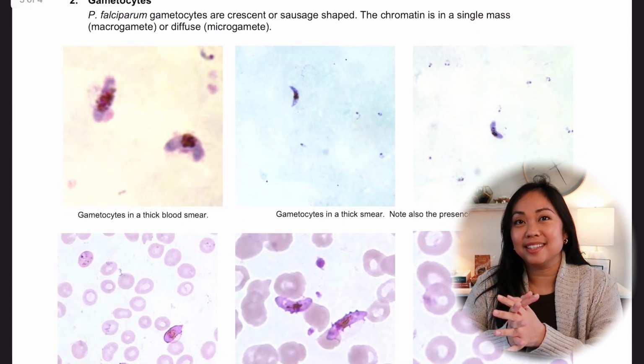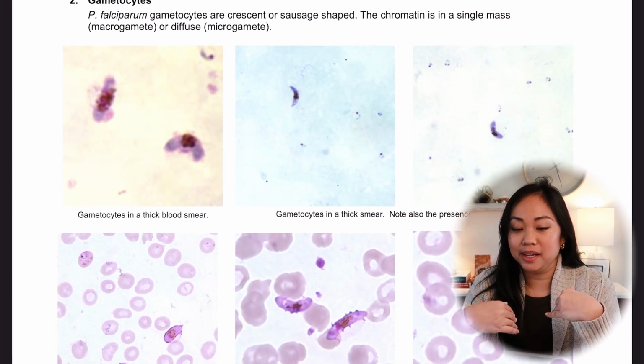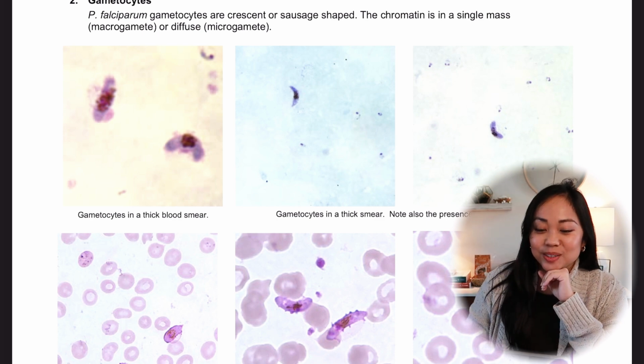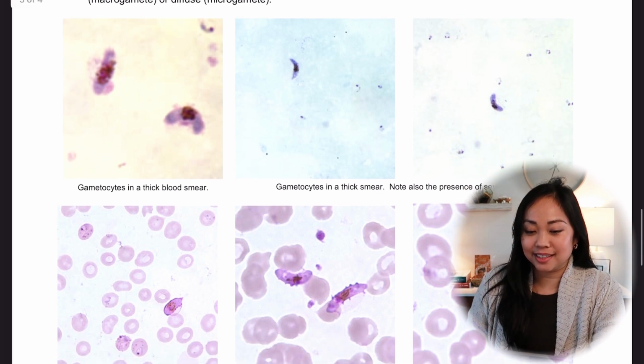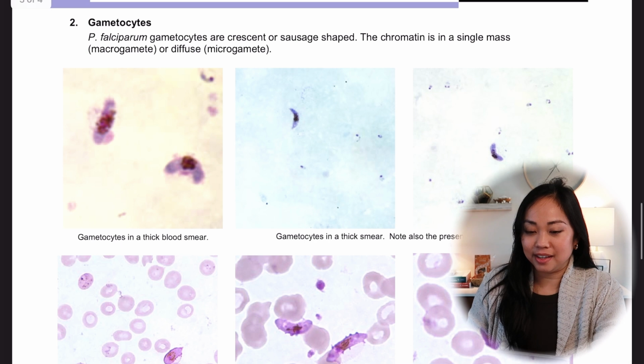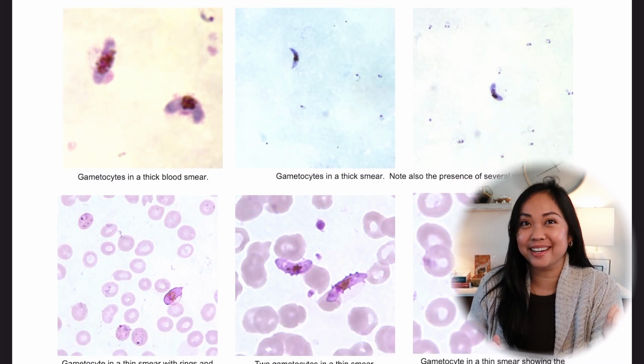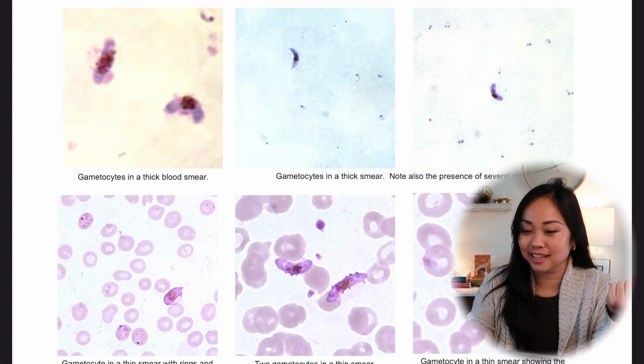This is what stands out for P. falciparum for me: the banana. I call it the banana. As you can see, there are gametocytes in here that have the banana form. That's how I call it. It looks like a banana with parasites inside.